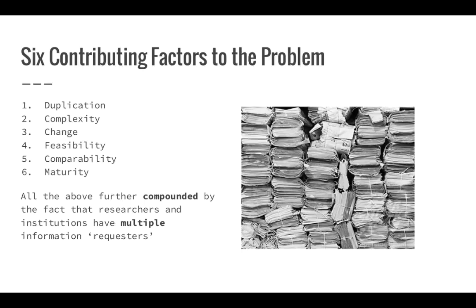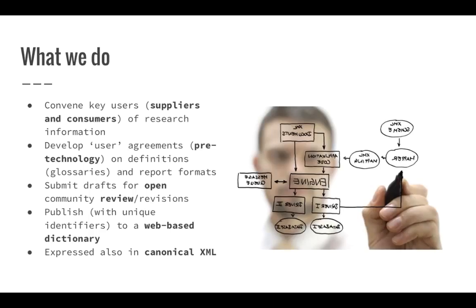Next slide, please. So what we do is we convene key users, and we define users, information users, in a way that might be partially unfamiliar. We include both the suppliers and the consumers as users. They're categories of users, and you're obviously a user of information when you're consuming that information, either calling an API and getting information back and then doing something with it in your local system. But we feel that you're also a user of information if you're supplying information.